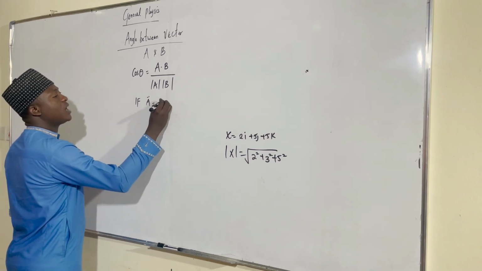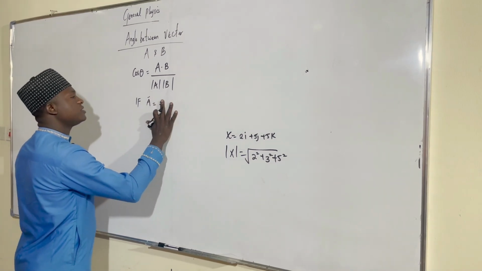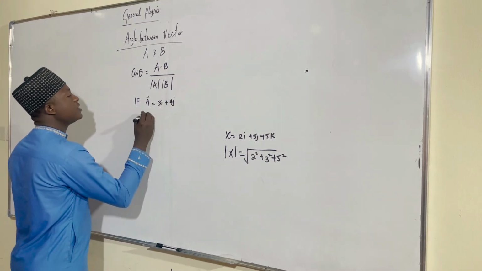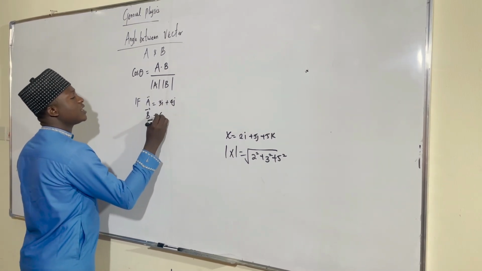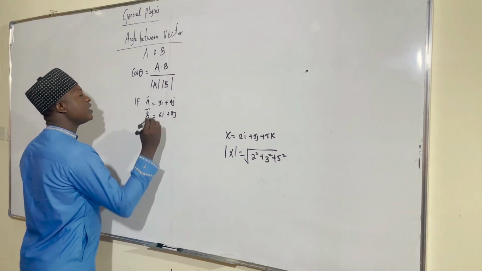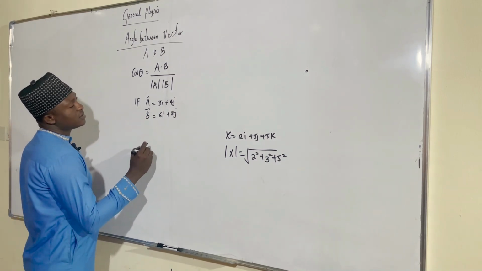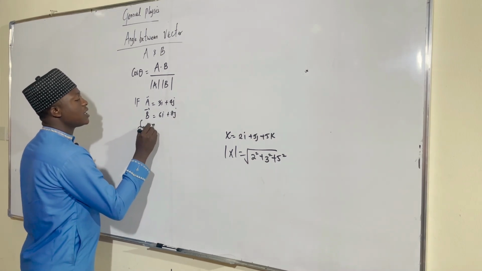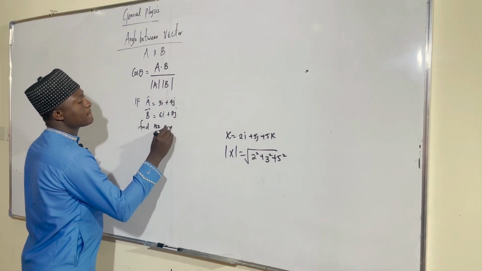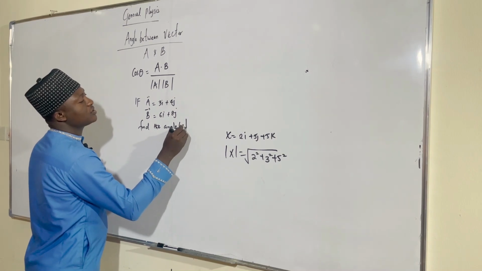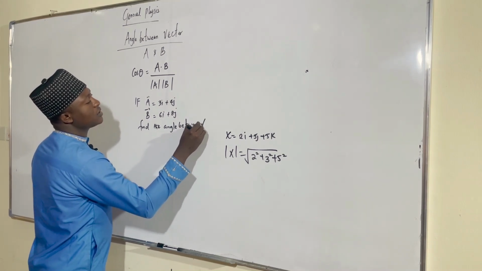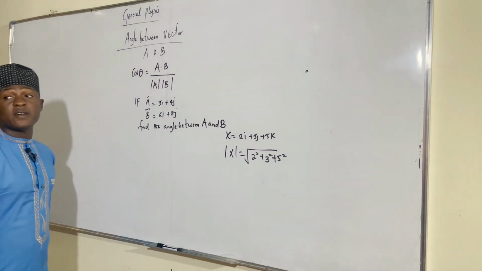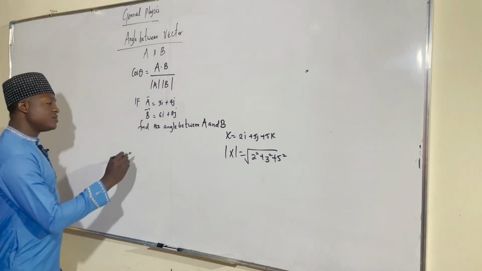Let's say, for example, let me just give a standard value to save our time: vector A is 3i plus 4j. Let's say vector B is 6i plus 8j. They now say find the angle between A and B. So what do I need to firstly do? I'll firstly find my A dot B. Very nice.